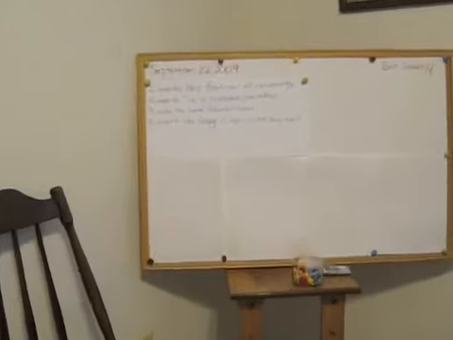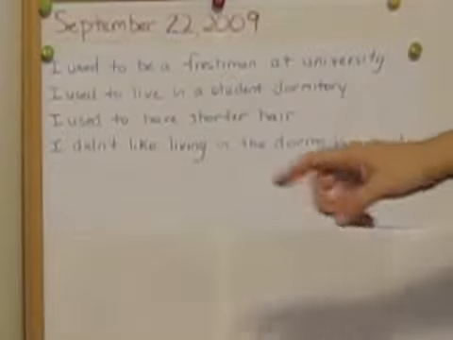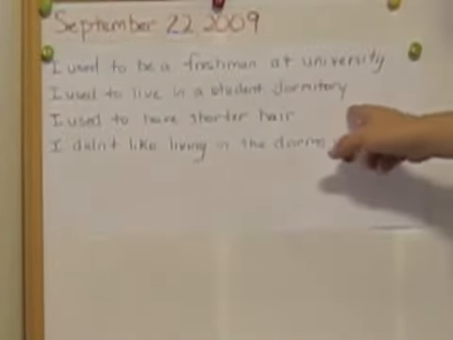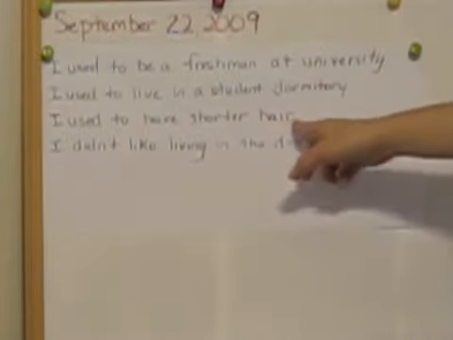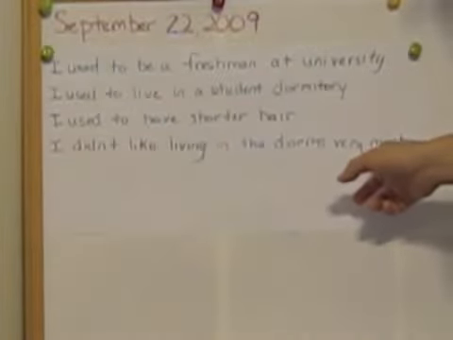Okay, so here, what we're going to do next, we've looked at these pictures, and we have some sentences here that are from what I just told you about my pictures, okay? So, I used to be a freshman at university, I used to live in a student dormitory, I used to have shorter hair, and I didn't like living in the dorms very much, okay?